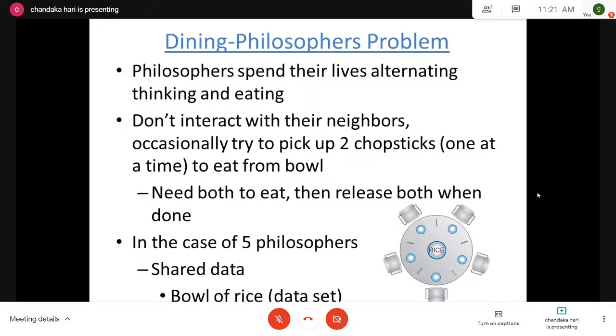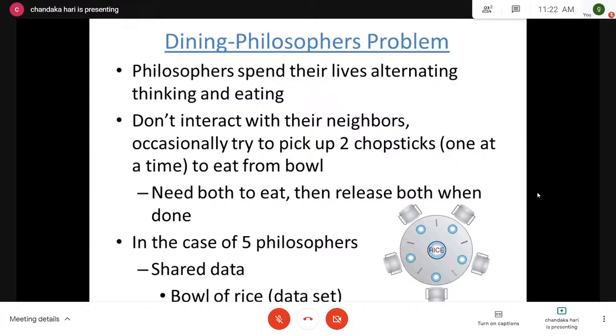In order to eat, everyone needs 2 chopsticks, but there are only 5 chopsticks. If everyone is holding 1 chopstick, every philosopher is holding 1 chopstick and waiting for the chopstick held by some other one. Then no one is allowed to eat, and all processes enter into deadlock. Now there is shared data: a bowl of rice.